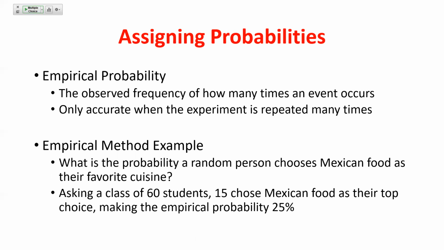What about empirical probability? This is a dumb example, but let's say I'm interested in, if I chose someone at random, what's the probability their favorite cuisine is Mexican food? Or whatever you're interested in. I might look at a data set where people were surveyed, and I see that 15 out of the 60 individuals chose Mexican cuisine as their favorite. So if I choose one student at random, based off historical data, the probability would be 15 over 60, or 25%, or 0.25.